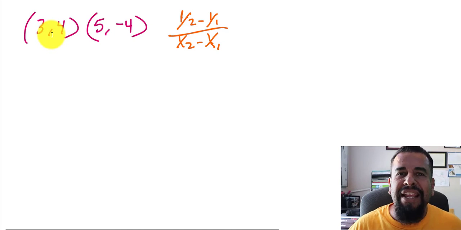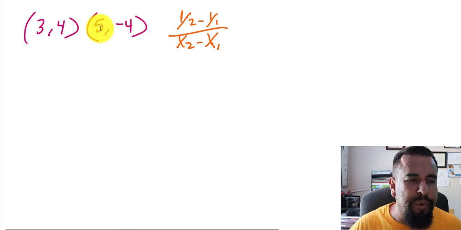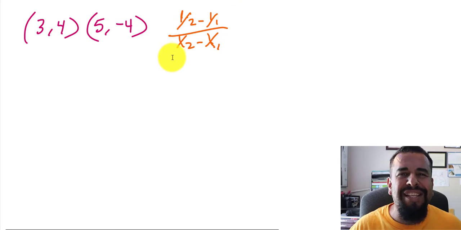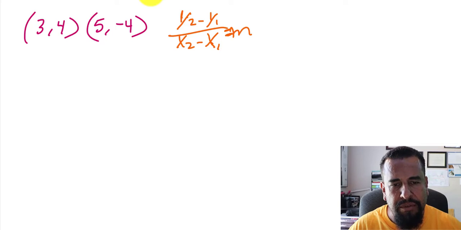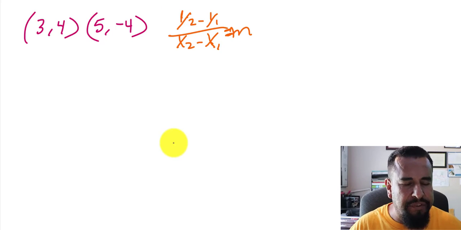Now this time they didn't give us the slope. We have two ordered pairs. We have 3 and 4, and 5 and -4. This right here, I wrote it just in case you don't know it. That's a slope formula, right? So that means that once I solve this, this will equal m, right? m stands for slope. All right. So let's go ahead and do it real quick.